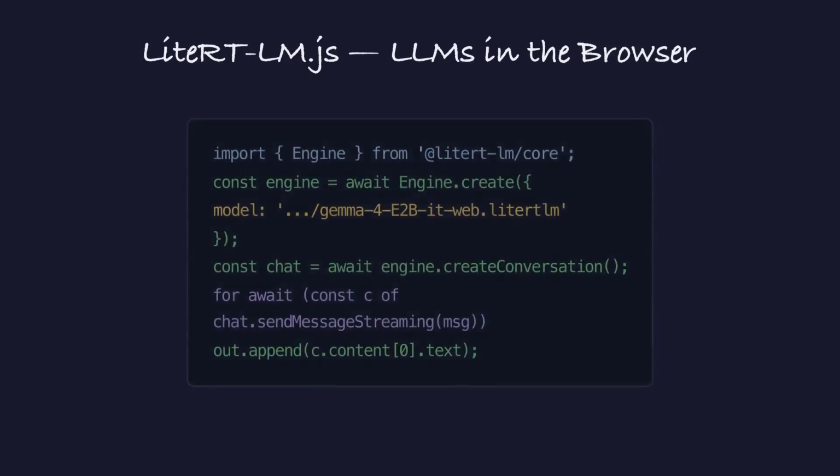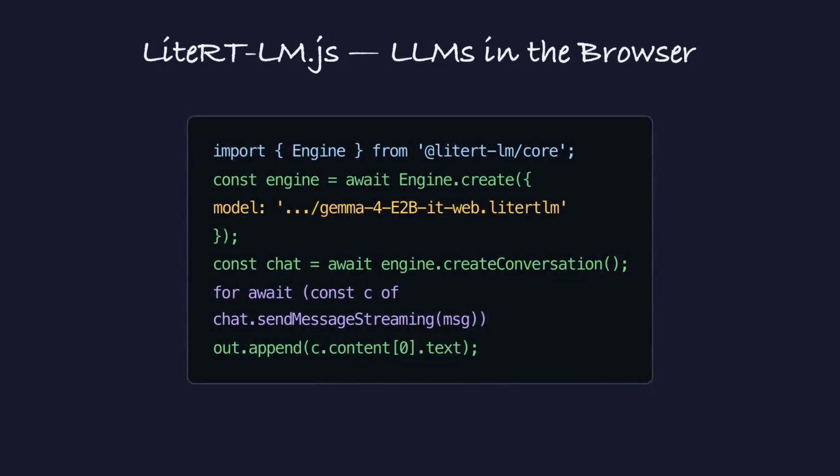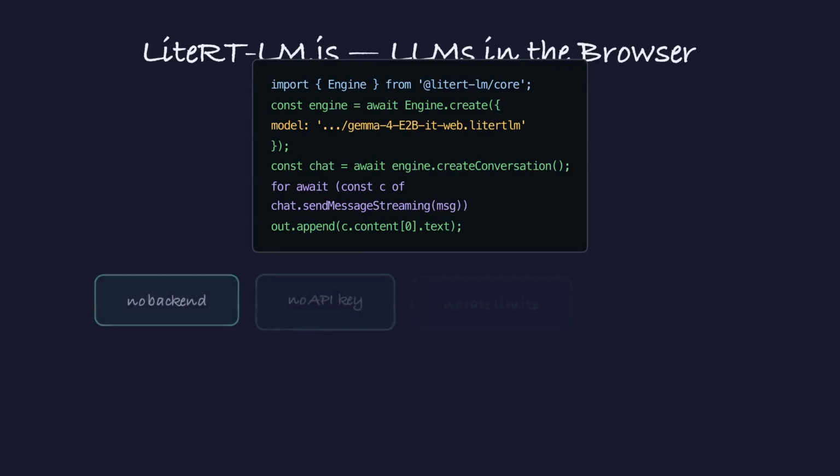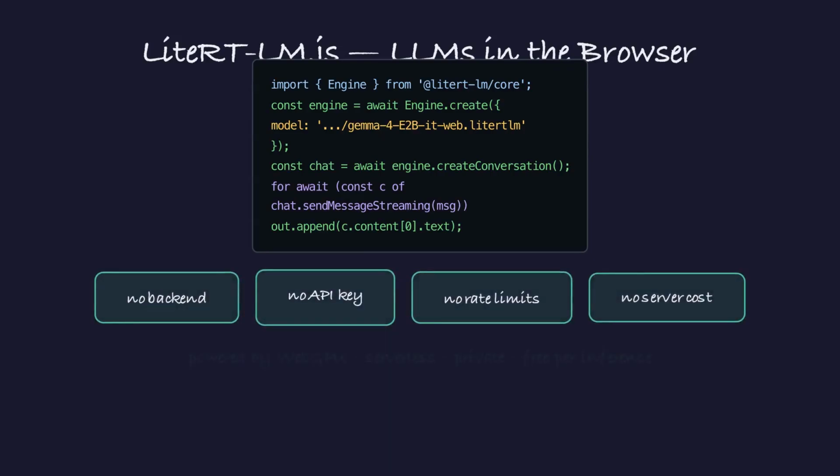Here's a complete in-browser chat app. Import the engine, load Gemma 4 from Hugging Face and stream the response. That's it, no backend, no API key, no rate limits, no server costs. Powered by WebGPU, it runs entirely client-side, serverless, private, and free per inference.